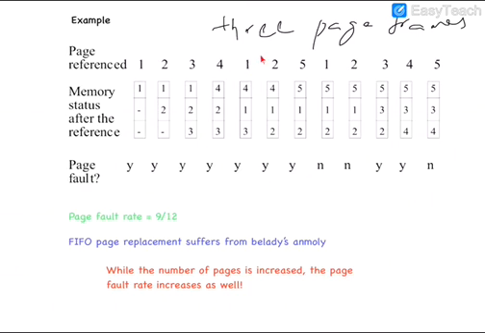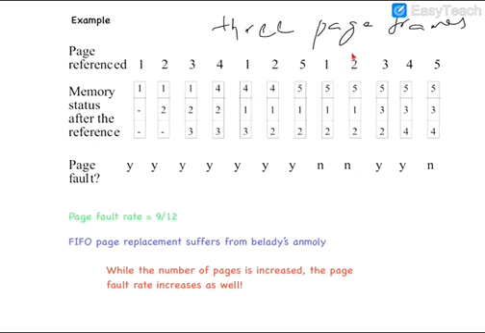So 1 is replaced here by 4. Next reference is 1, and 2 is replaced with the same process. Next reference is 2, so 3 is replaced here. Next reference is 5, so 4 will be replaced. Next reference is 1, so 1 is already present in memory, so there is no page fault.